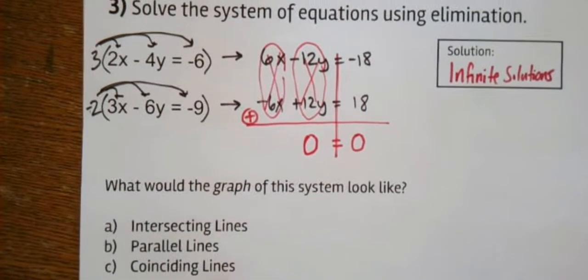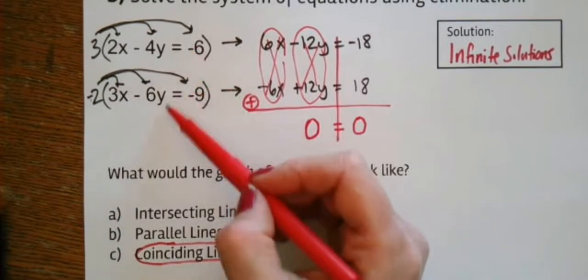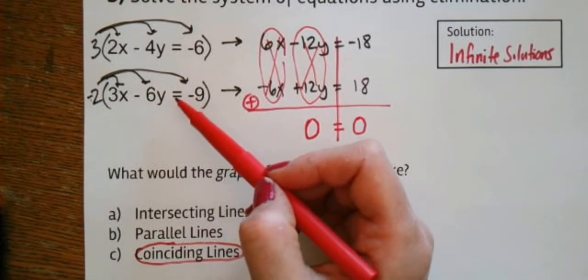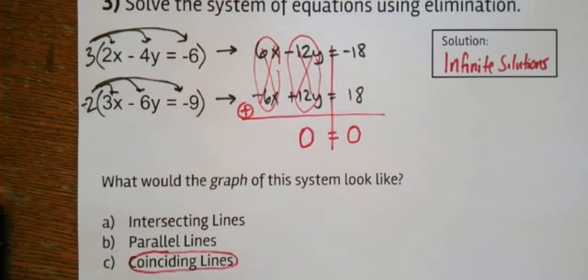Infinitely many solutions, which means I'm going to end up having coinciding lines. If you rewrote both of these equations as y equals mx plus b, they would be exactly the same line. Yes. All right.